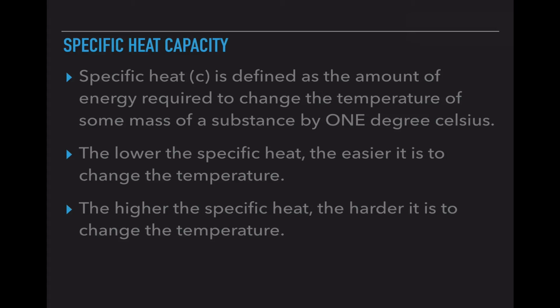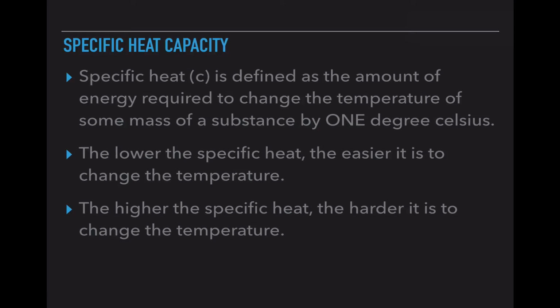In addition to measuring the internal energy of an object, or the heat transfer between a hot object and a cold object, we can also pay attention to something called the specific heat capacity. The specific heat is defined as the amount of energy required to change the temperature of some mass of a substance by 1 degree Celsius. Specific heat is symbolized by lowercase c, and we are going to either solve for it or be given it in every single equation.